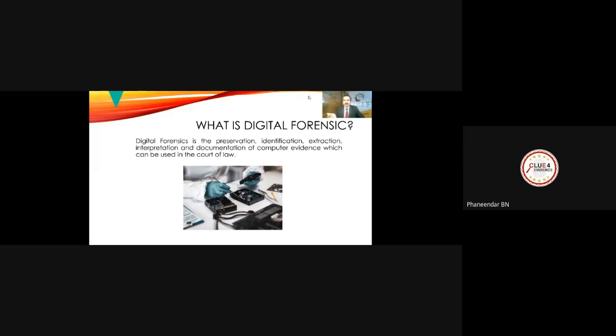Whatever the small gadgets we use today, it might be called a small computer, microcomputer, or minicomputer, but ultimately computer in this explanation is to be understood as the electronic device or electronic evidence which can be used in the court of law. So digital forensics is the process of preservation, identification, extraction, interpretation, and documentation of computer evidence, which can be used in court of law.